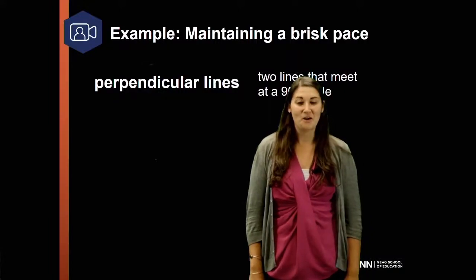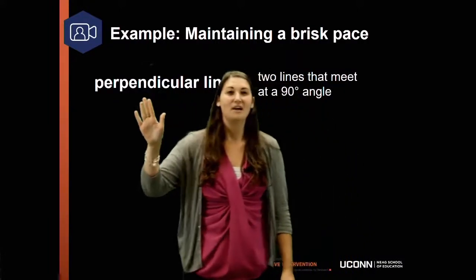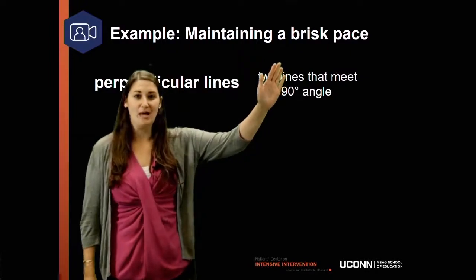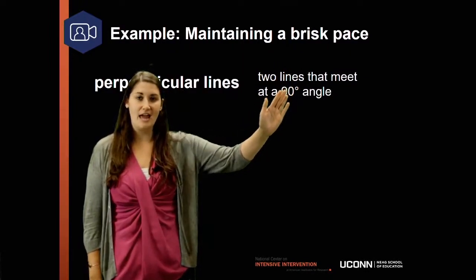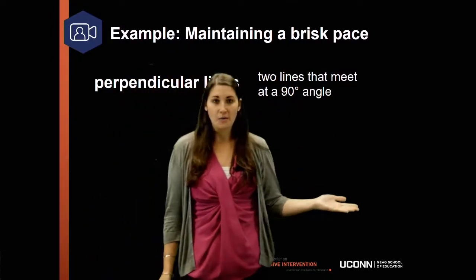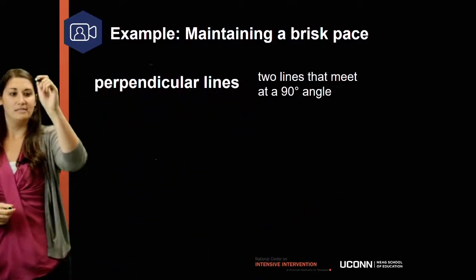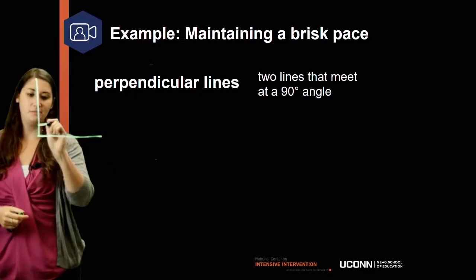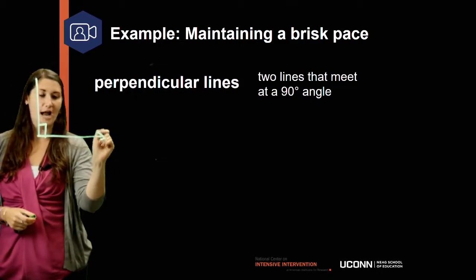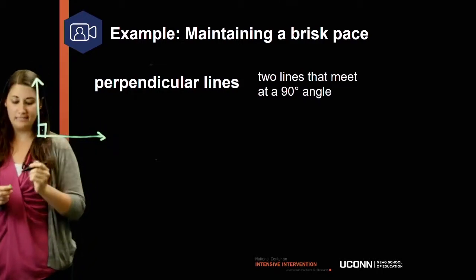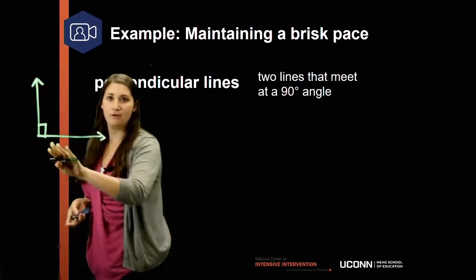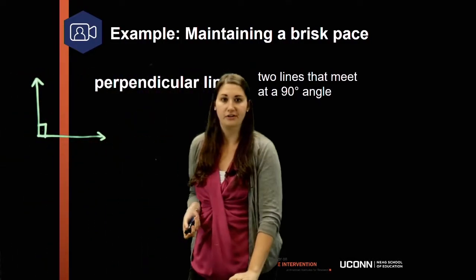Today, we'll be learning about perpendicular lines. Perpendicular lines are two lines that meet at a 90-degree angle. And remember, we already know what a 90-degree angle is. It's when an angle meets at this right angle, and we measure this with our protractor, and it's a 90-degree angle. So keep this in mind. Remember, we're going to be thinking about those 90-degree angles.